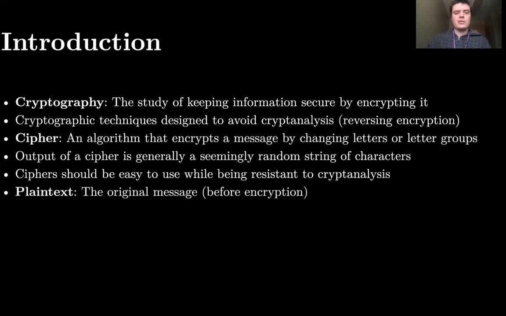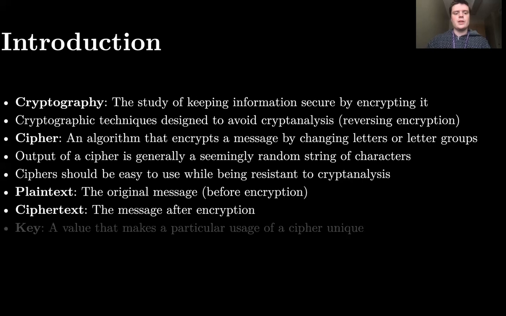The plain text is the original message before it's been encrypted. The ciphertext is the message after it's been encrypted. And a key is a value you can use in a cipher in order to make that particular usage of the cipher unique. So if someone intercepts your ciphertext, then even if they know the cipher that's been used, it'll be useless if they don't know the key.